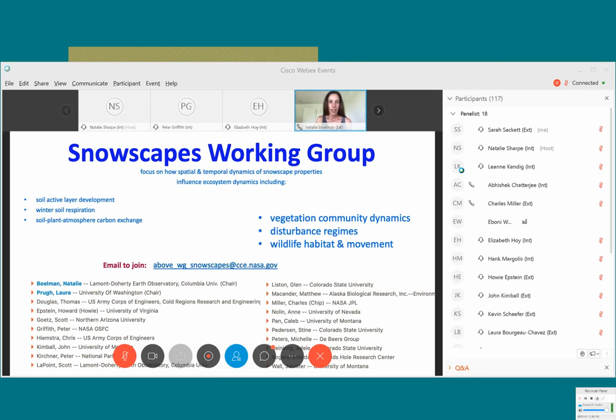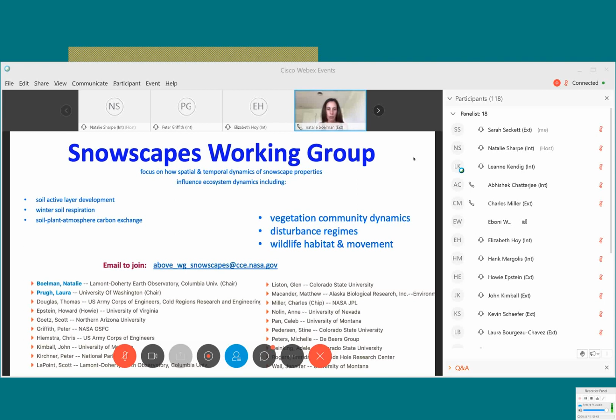Okay, so I'm going to give a quick summary of what we've been working on with the snowscape working group. As a reminder, our focus really generally is on how spatial and temporal dynamics of snowscape properties influence ecosystem dynamics, and that includes soil active layer development, winter soil respiration, soil plant atmosphere carbon exchange. Wow, things really moved around on these slides. Vegetation community dynamics, disturbance regimes, wildlife habitat, and movement.